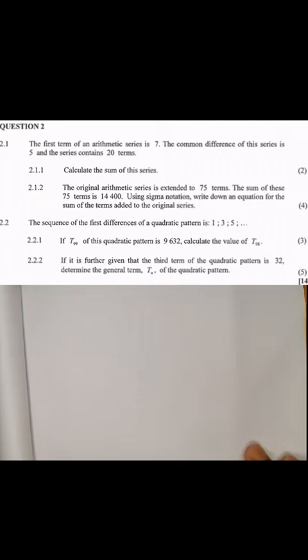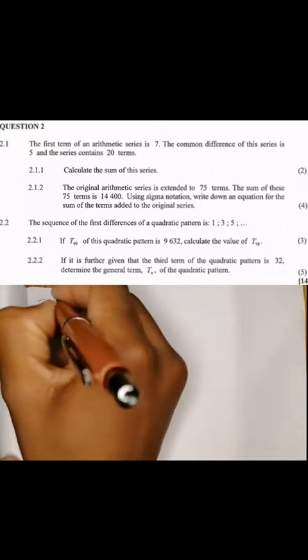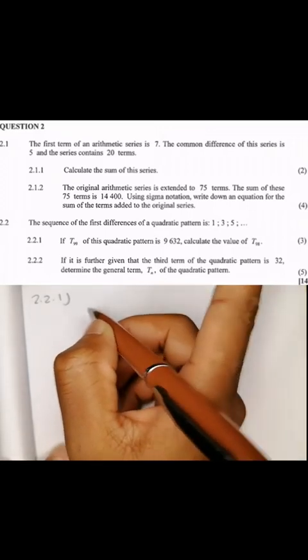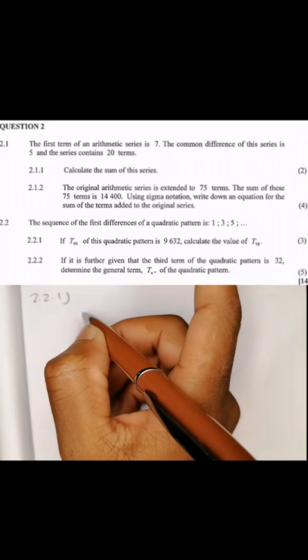So guys, we're going to move to question 2.2, right, which says the sequence of the first differences of a quadratic pattern is 1, 3, 5. 2.2.1 says if term 99 of this quadratic pattern is 9,632, calculate the value of term 98, right? So now this pattern is composed of two series, right, which is arithmetic and quadratic, right?